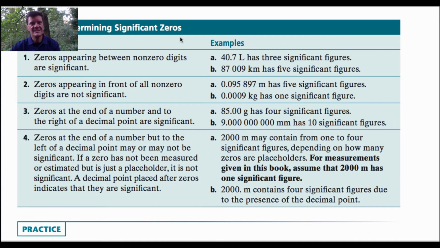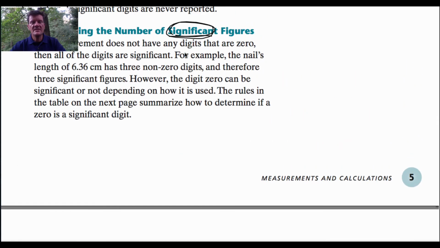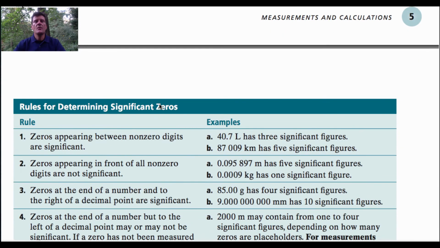So here's how we determine that. I know this looks really complicated at first, but it's really not that bad. Every number that is not a 0, listen carefully, every number that is not a 0 is definitely significant. It is part of the measurement. Any non-zero number is significant. That is a guarantee. So the only thing we have to worry about is the 0.